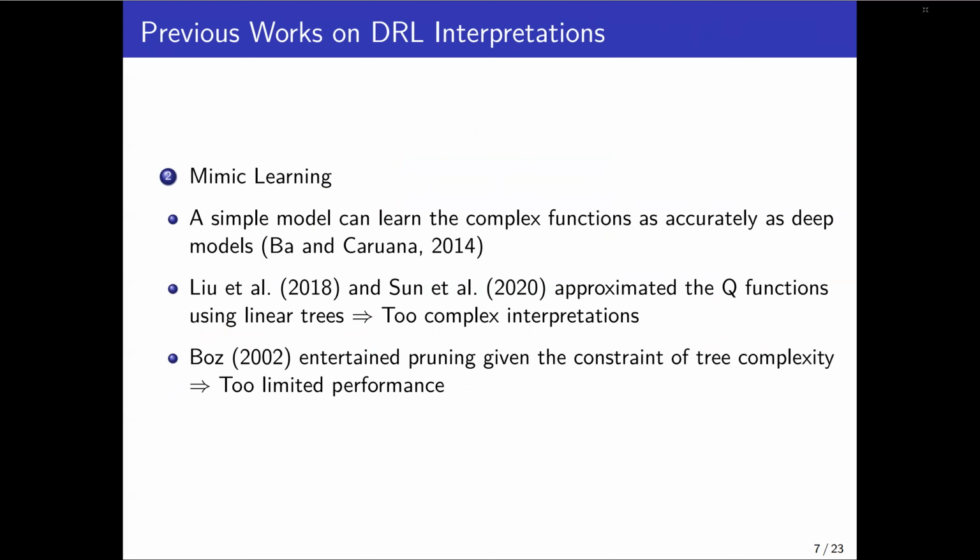To reveal the global relationship, Ba and Caruana suggest that a shallow neural network can learn complex functions as well as a deeper counterpart. In DRL, there were works on the approximation of Q functions using linear model trees, which are the most famous example of transparent and intrinsically interpretable models. However, given the linear structure, we are likely to find the resulting interpretations too complicated to understand because there are too many nodes. Then the dilemma is that if we control the complexity of our approximating model, we are not really sure whether the predictive accuracy is high enough.